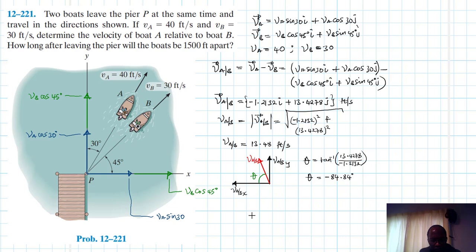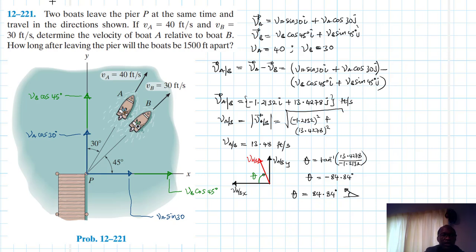Tan inverse of 13.4278 divided by negative 1.2132 gives 84.84. So theta means we have the angle like this, which we can see here also. This is clockwise, like so.